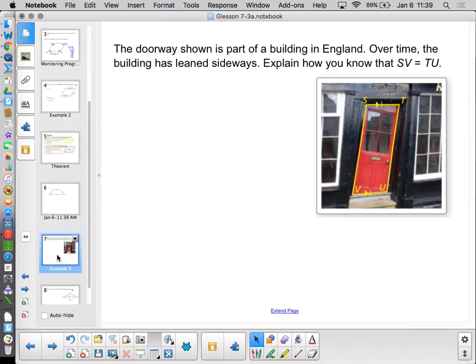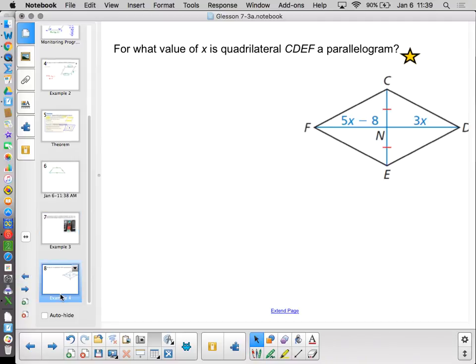Here's another picture of a doorway in England where the opposite sides are both parallel and congruent. How do you know that SV is congruent to TU? Because it's a parallelogram. The fact that the opposite sides here are both congruent and parallel tells me that the shape STUV must be a parallelogram. And if it must be a parallelogram, then all pairs of opposite sides must be congruent. So those two sides must also be congruent. Pretty straightforward stuff.